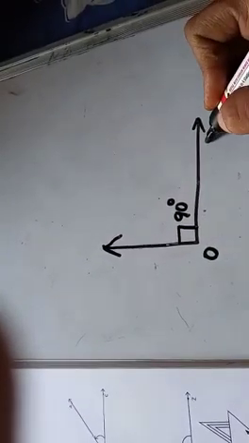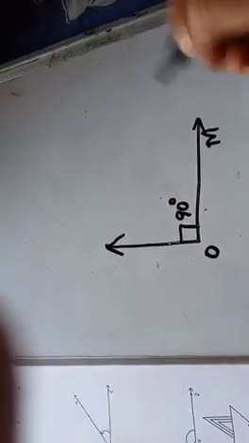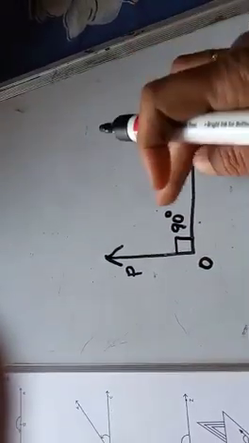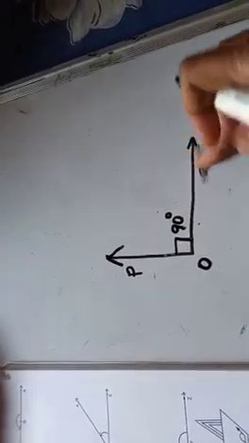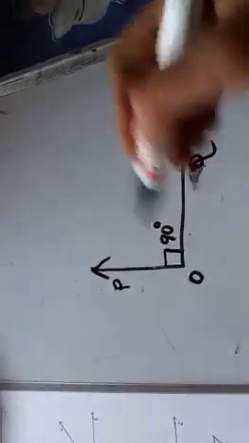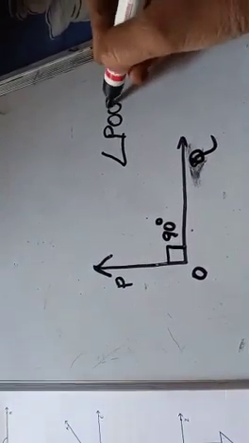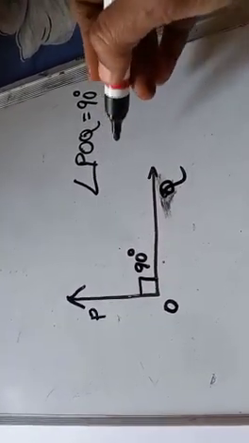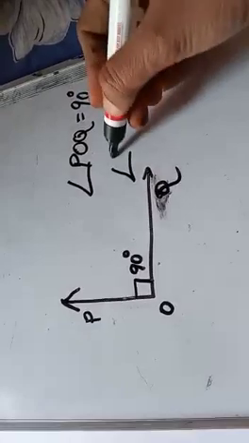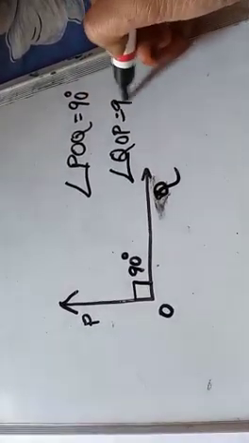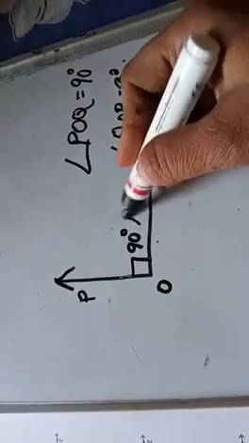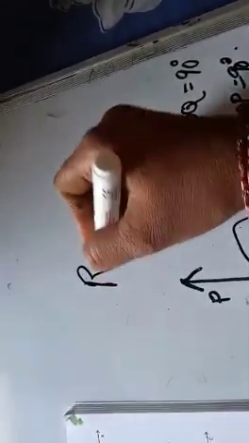Okay. We'll take Q here. So here angle POQ is equal to 90 degrees, or angle QOP is equal to 90 degrees. So two lines are said to be perpendicular when they make 90 degrees. And this 90 degrees angle is called the right angle.